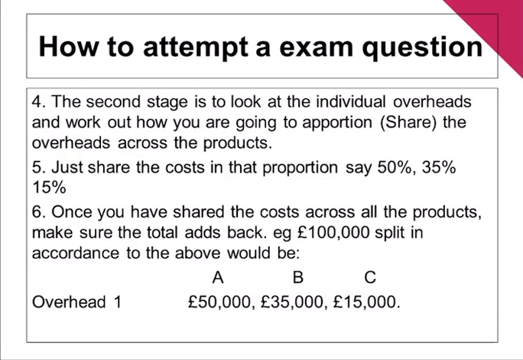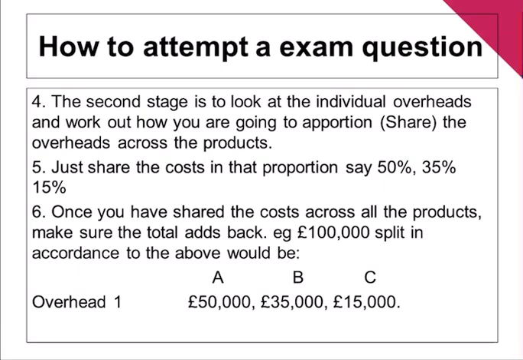So there you go. You're just going to apportion, you're going to share your overheads across the products. Because it was 50, 35 and 15, that adds up to 100. So I can easily create, as I would for the second method that we did last week, a simple percentage to allocate and apportion your costs across the three products.